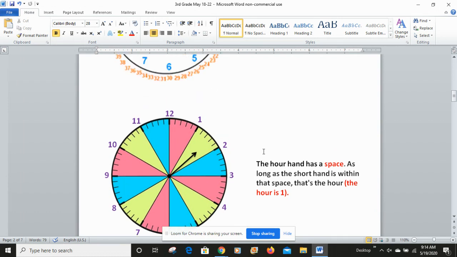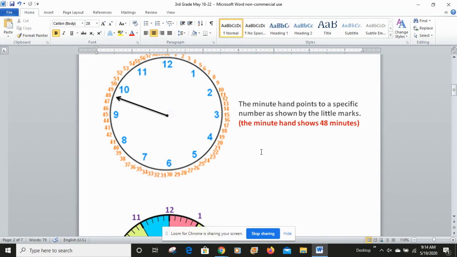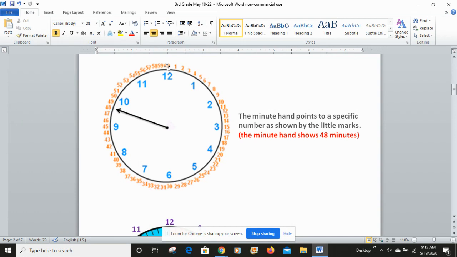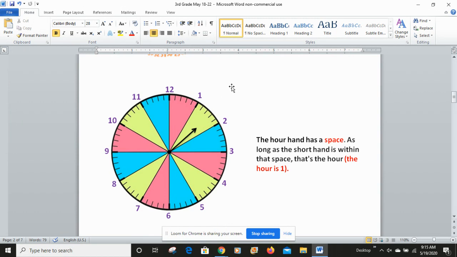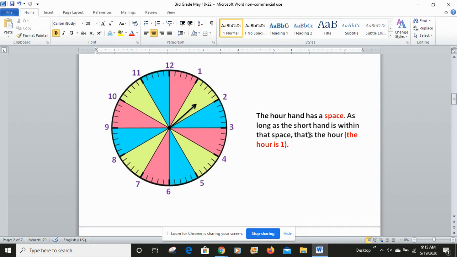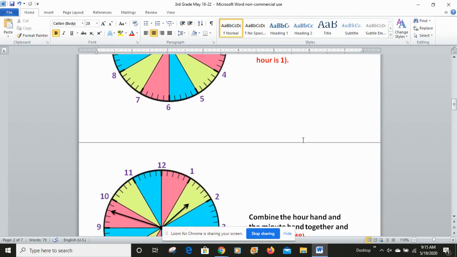So really, really important. The minute hand points to a specific spot, a specific number, starting at the top with 1 and going all the way around to 60. The hour hand points to a space, and it starts at 12 and goes around back up to 12 again. 12 hours in the AM, 12 hours in the PM.